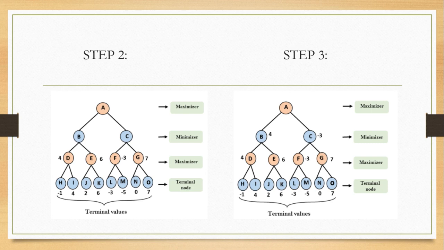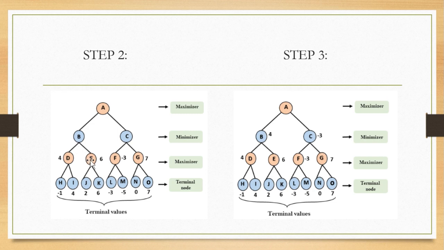First, we are going to compare the values and get the maximum value from them for the next node up. Here we have H and I, which depend on D. Here we have to calculate only the maximum value. Minus 1 and 4 are the values. What is the maximum value here? 4 is the maximum value. So we are going to update the maximum value here. We have updated it as 4.